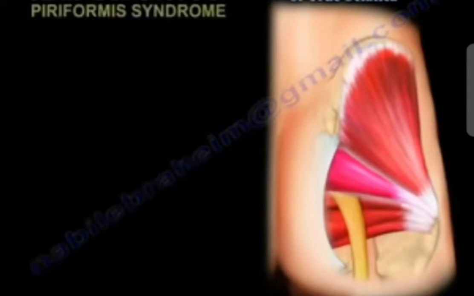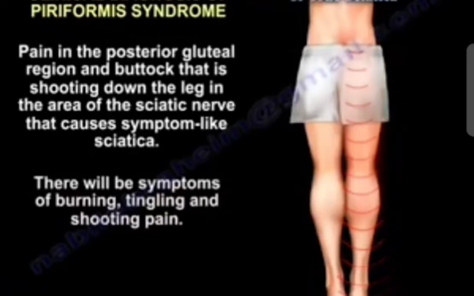How about the clinical diagnosis? You will have pain in the posterior gluteal region and the buttock, shooting down the back of the leg in the path of the sciatic nerve, causing symptoms like sciatica with burning, tingling, and shooting pain.